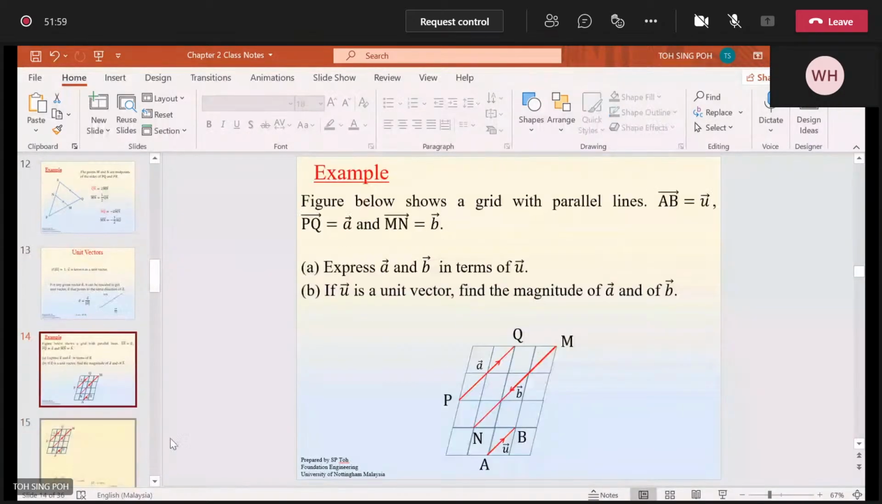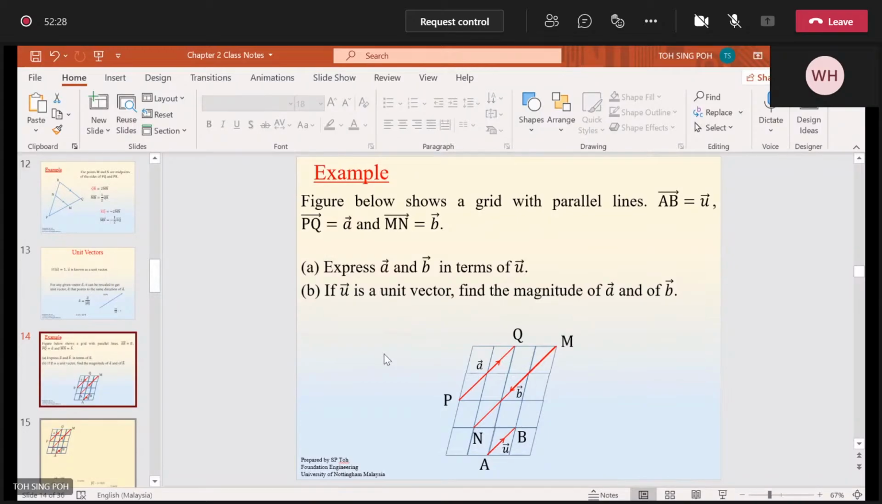Now I give you an example. The figure below shows a grid with parallel lines. These are all parallel lines: PQ, MN, and AB. Now AB is given as U. We denote this vector AB as U, PQ as A, MN as B. Okay, M to N, opposite directions.